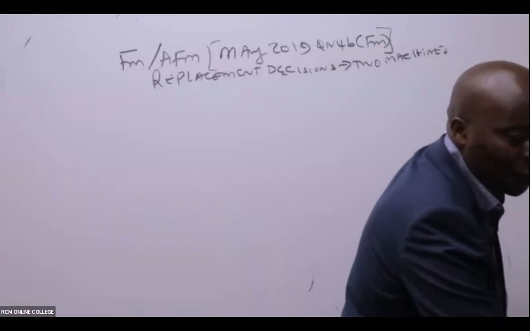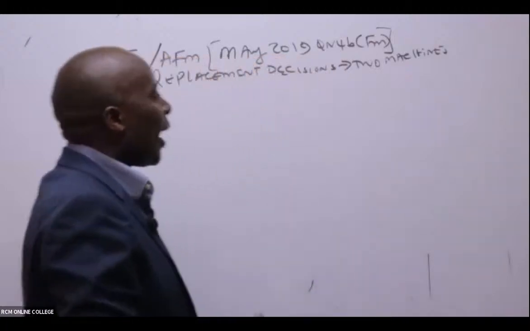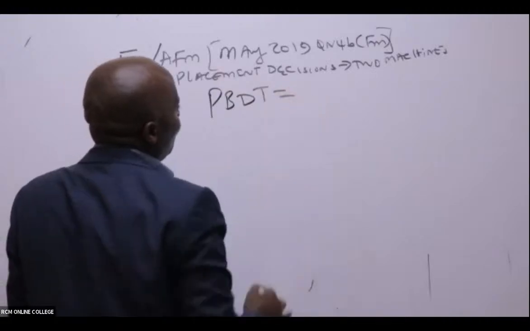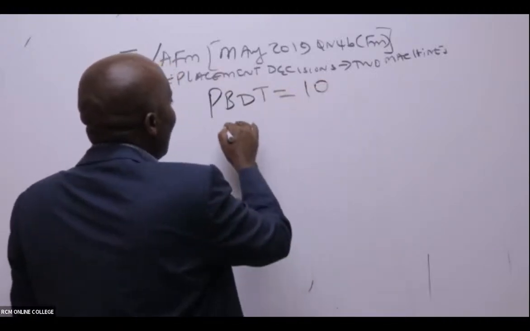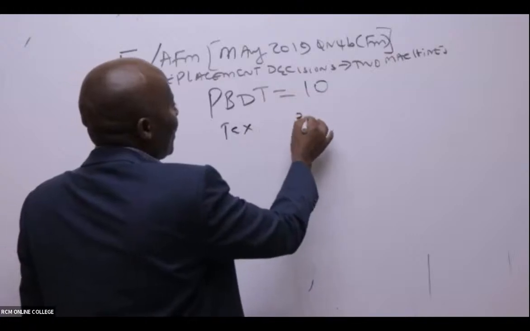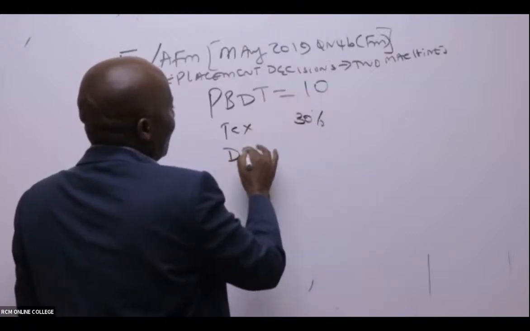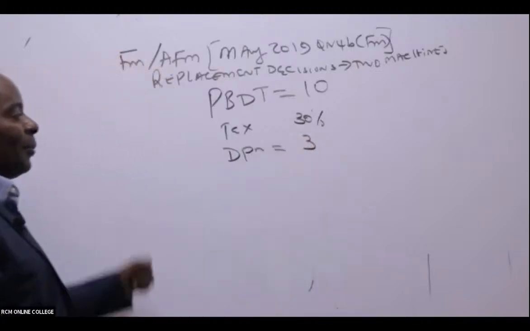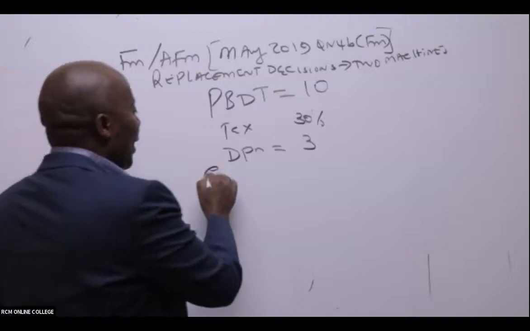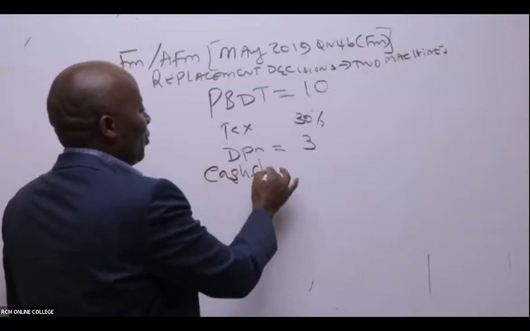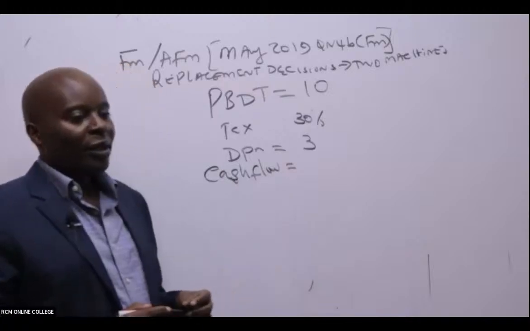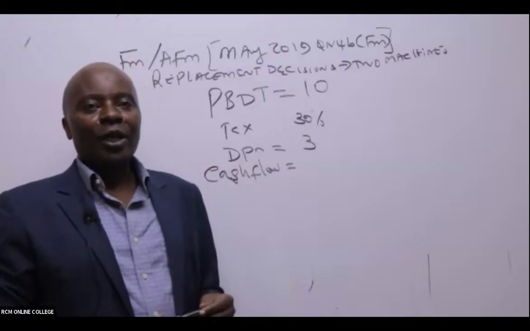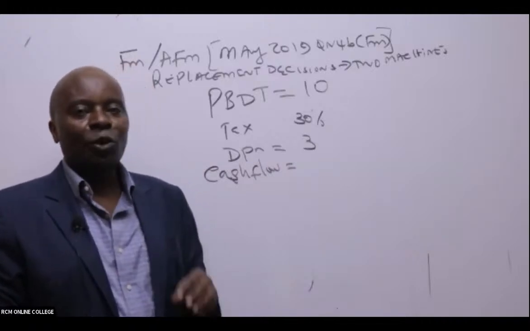But before I start doing it, I want us to remind ourselves. If you are given profit before depreciation and tax of say 10, and then we have tax of 30%, and they have given us depreciation of say 3. Can somebody go ahead and give me the cash flow?